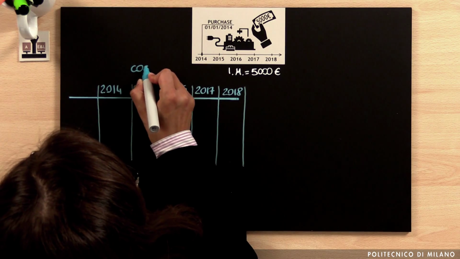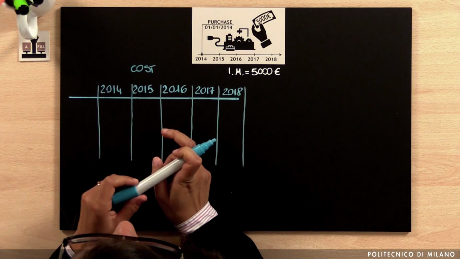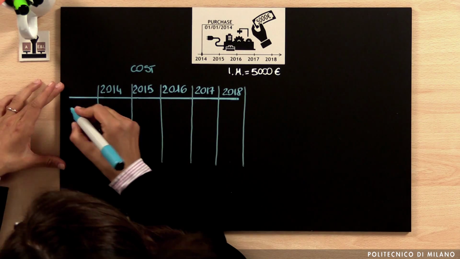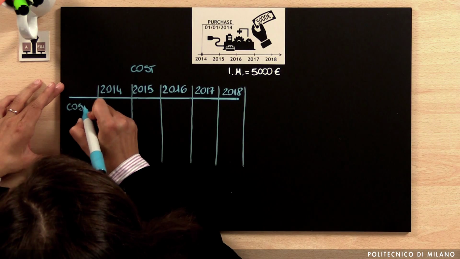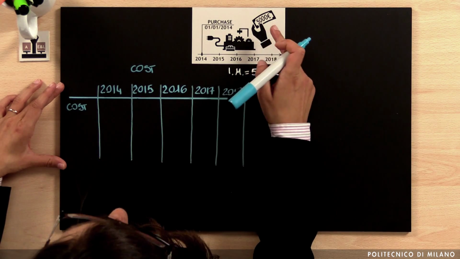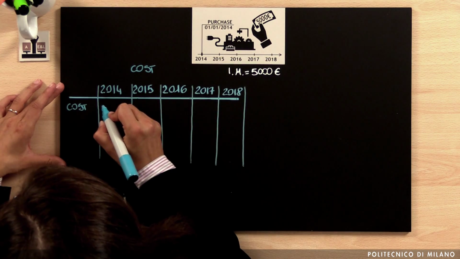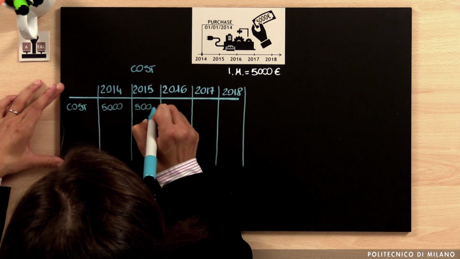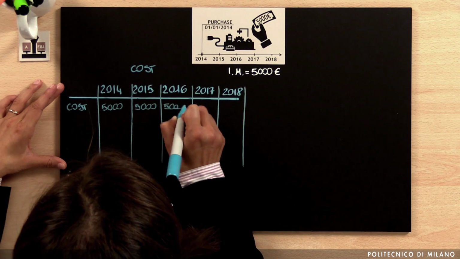So this is the case with the cost model. The starting point is represented by the identification of the acquisition cost. The acquisition cost, as you see from the example, is 5,000 euros and the value is of course the same over the 5 years. So the acquisition cost wouldn't change and we have 5,000 euros for all of the 5 years.